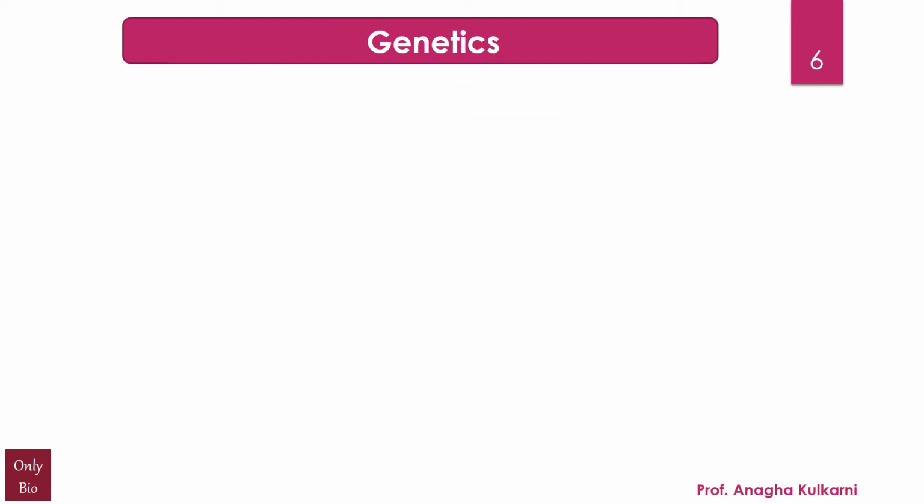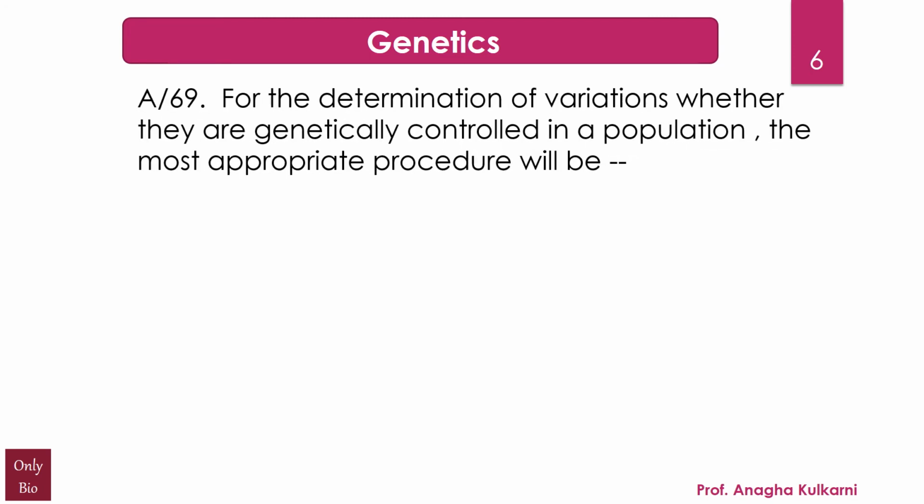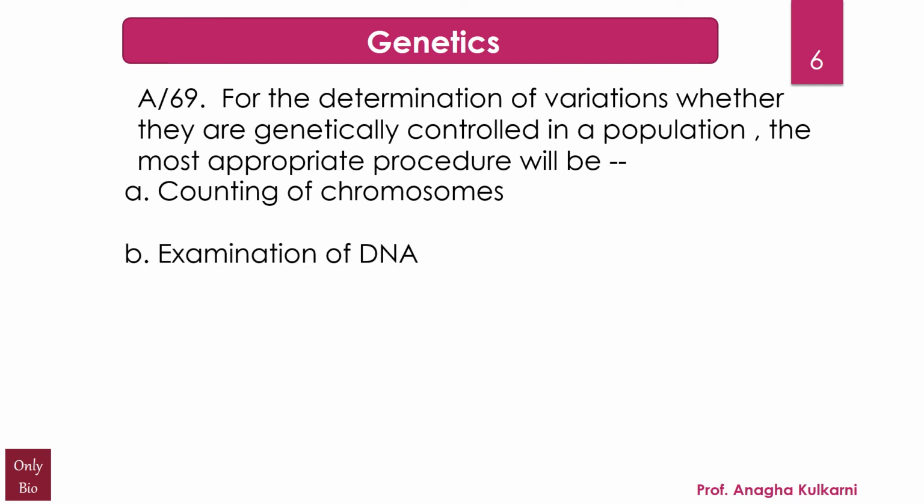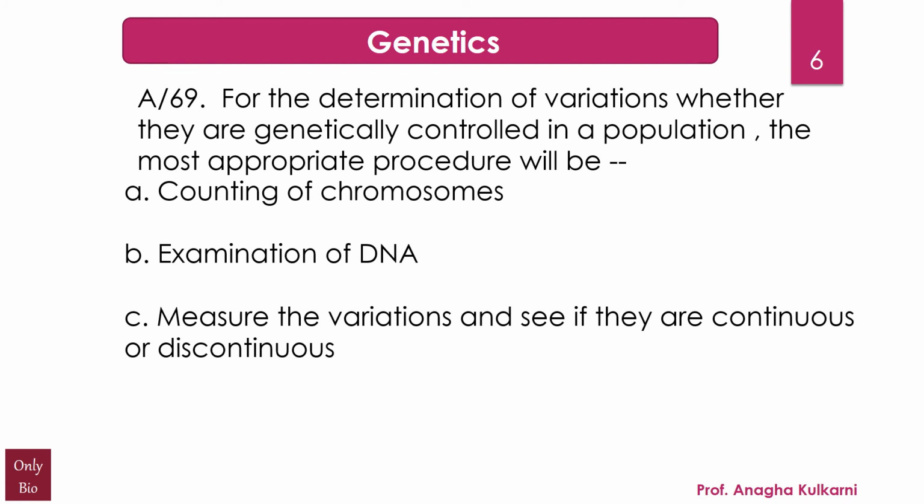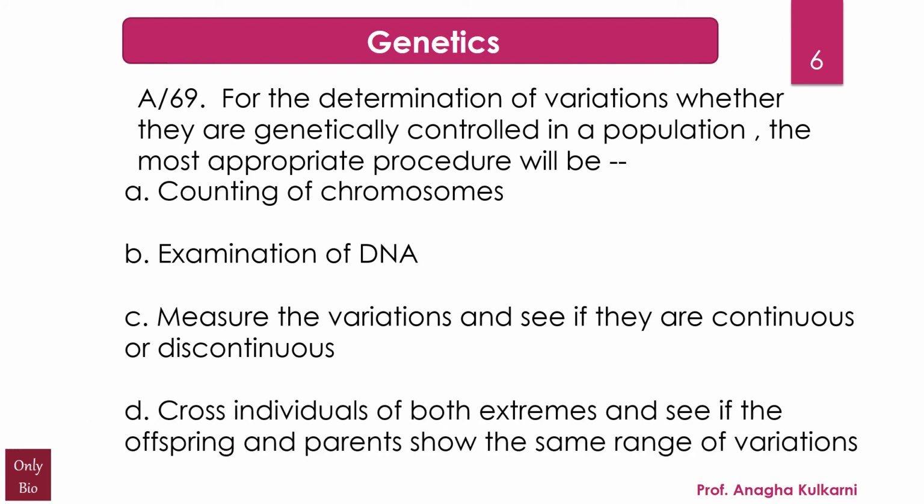Next question relates to the chapter genetics, and you can even relate this to the chapter evolution. Let me tell you before I start. The question is, for the determination of variations, whether they are genetically controlled in a population, the most appropriate procedure will be dash, and your options are A. counting of chromosomes, B. examination of DNA, C. measure the variations and see if they are continuous or discontinuous, and D. cross individuals of both extremes and see if the offsprings and parents show the same range of variations. And the correct answer for this question is D.